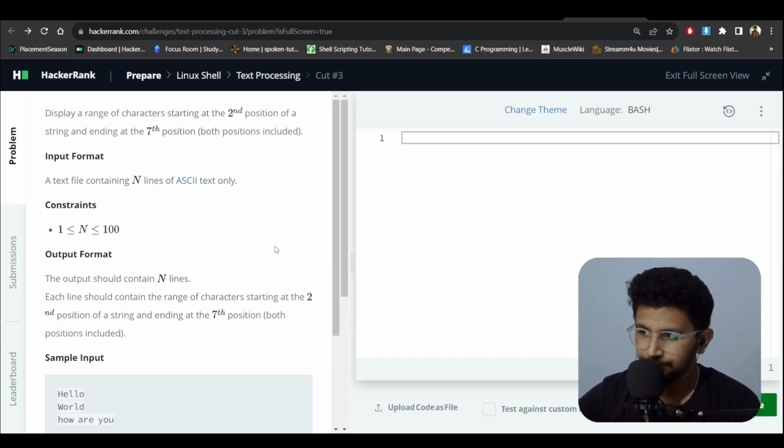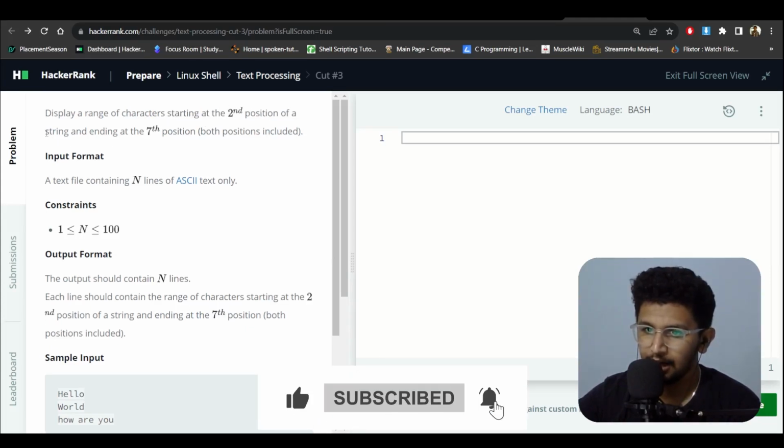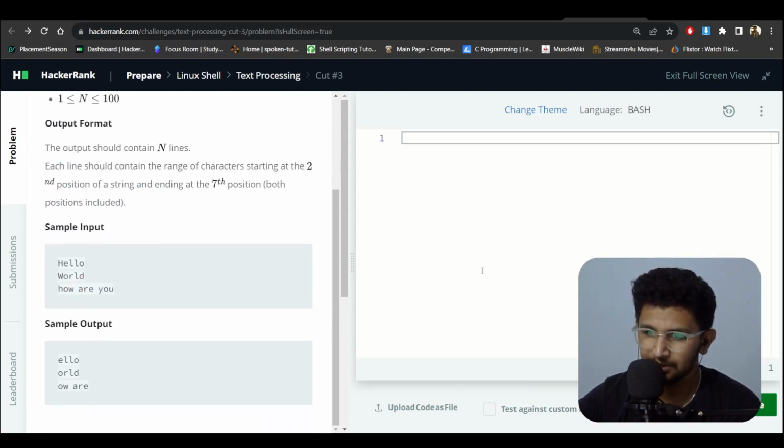Now we got one more question. Okay, so display a range of characters starting at second position of a string and ending at seventh position. Okay, so the same thing.